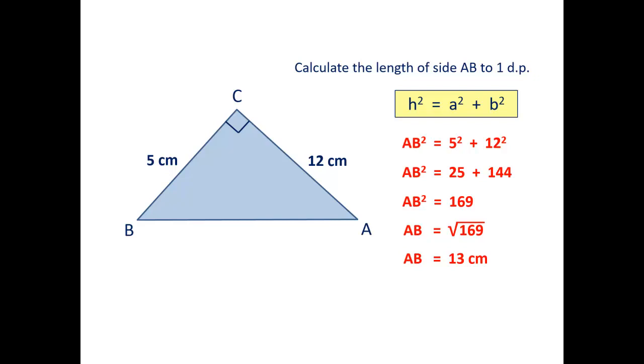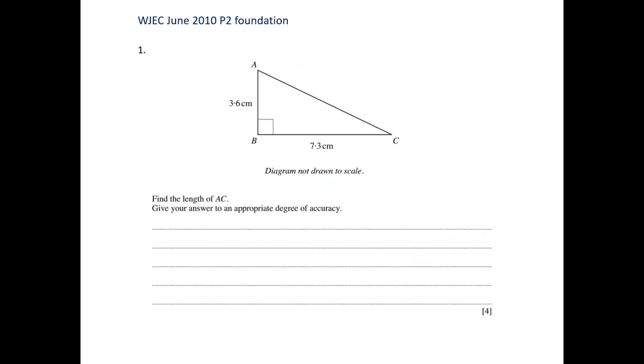Okay, so let's have a look at how you got on to the exam type questions. There we go, this one's from 2010. It says, find the length AC, give your answer to an appropriate degree of accuracy. Well, an appropriate degree of accuracy here is 1 decimal place, because that's what they've given their measurements to. So remember the steps. Identify the hypotenuse. There it is. Write down Pythagoras' theorem, and let's fill the bits in. Well, h, the hypotenuse, is AC, so we've got AC squared equals 3.6 squared plus 7.3 squared. Doesn't matter if you got 7.3 squared plus 3.6 squared, as long as you got AC squared on its own.